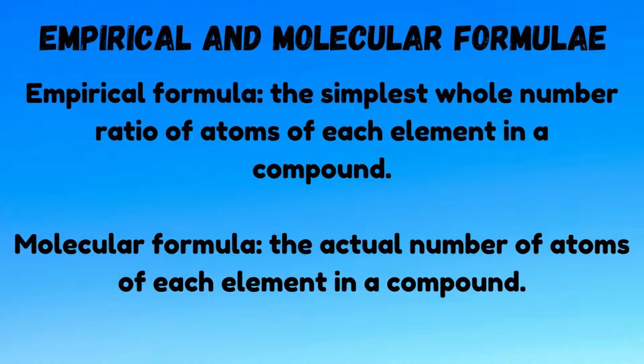The next one is empirical and molecular formulae. Empirical formula is the simplest whole number ratio of atoms of each element in a compound. Molecular formula is the actual number of atoms of each element in a compound.